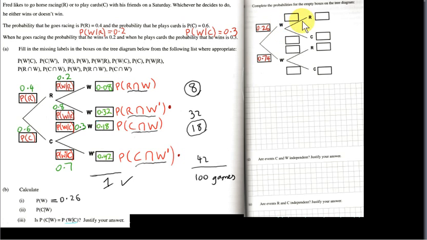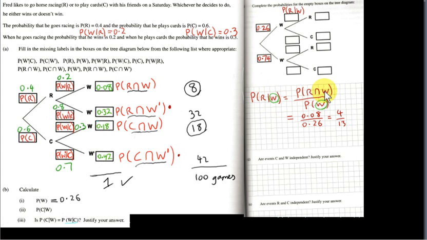Now, in this box here, we're conditioning on the event that Fred has won a game, and we want to ask what is the probability that he goes racing given that he's won a game. So how do we calculate this probability here? We're conditioning on the fact that Fred actually won a game, so we can use our conditional probability formula. This probability is the probability of R and W divided by the probability of W. So the event that's conditioned on appears in the denominator.